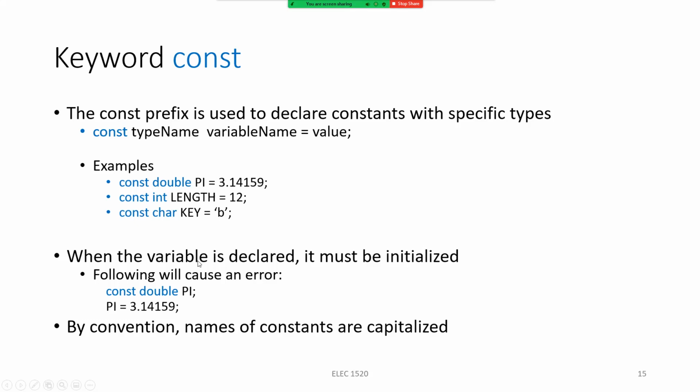So when we declare this variable, we have to initialize it. If we do this, const double pi, remember we said whenever we declare a variable, if we don't store something in its memory in the built-in data type double, it has a garbage value in there. It has whatever value happens to be sitting in memory in your computer. If we then afterwards try to assign a value to this, it will cause an error.